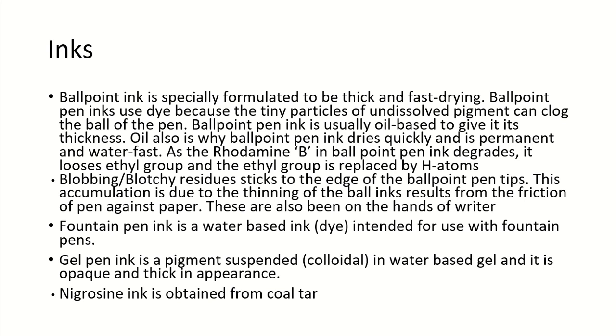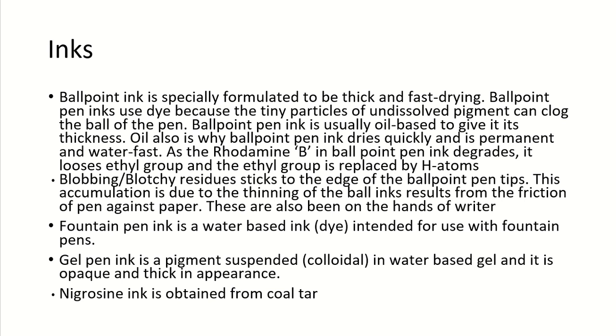As the rhodamine B in ballpoint pen ink degrades, it loses its ethyl groups, and the ethyl groups are replaced by H atoms. That is why you might have seen blobbing or blotchy residues on the edge of the ballpoint pen when you write with it. They are also present on the hands of the writer. This ink accumulation is due to the thinning of the ballpoint pen ink because of the friction of the pen against the paper.